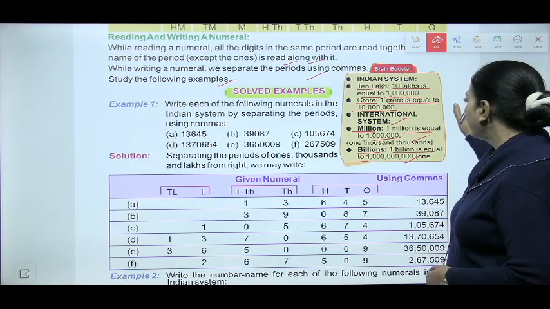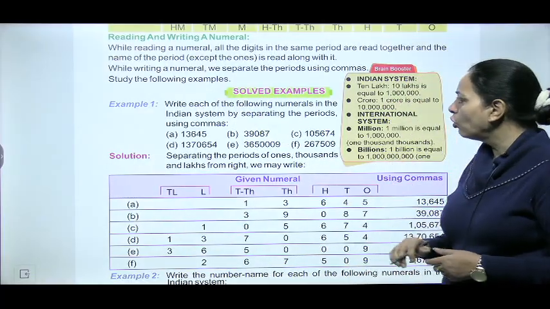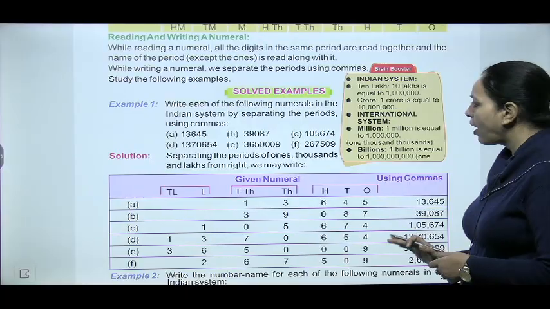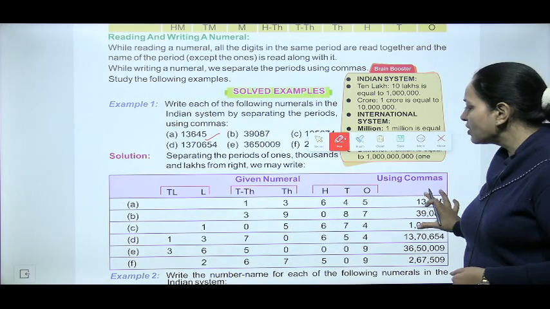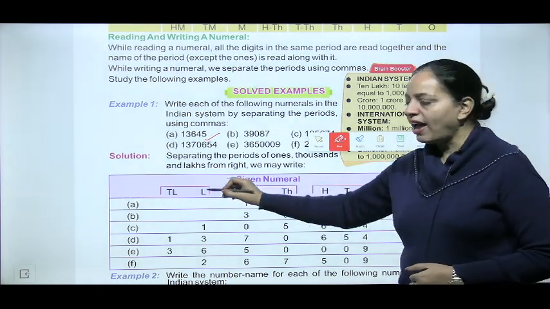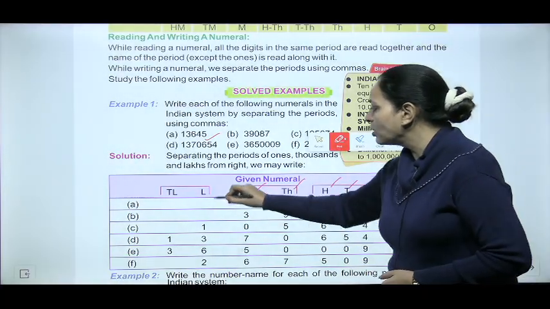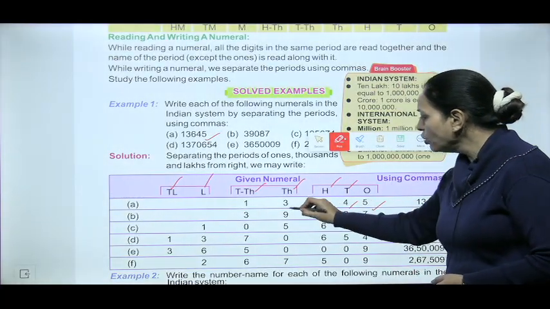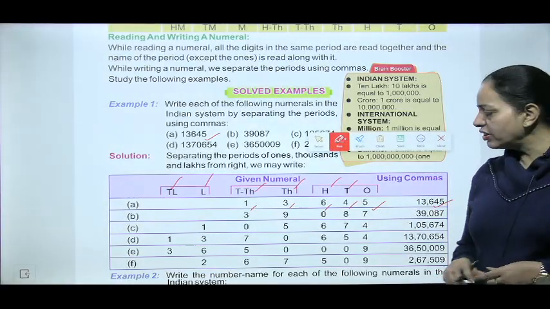Okay. Now see the examples here. Example 1, write each of the following numerals in the Indian system by separating the periods using commas. The first one, this number, this is a 5-digit number. So first make the place value chart. Ones, thousands, lakh. So here ones, tens, hundreds, thousand, 10,000, lakh, 10 lakh. Now write the digits. So what are we getting? We are getting 13,645.